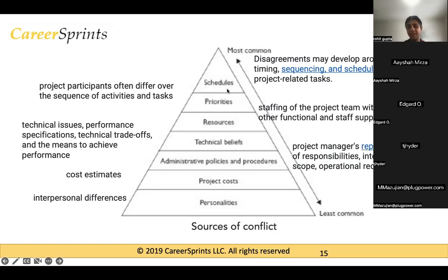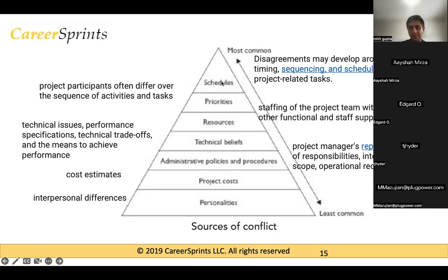And then finally, there are schedules, right? So it says any disagreements they may develop around timing, sequencing, and scheduling of project related tasks. So that would be also a reason for conflict. So these are the common sources.